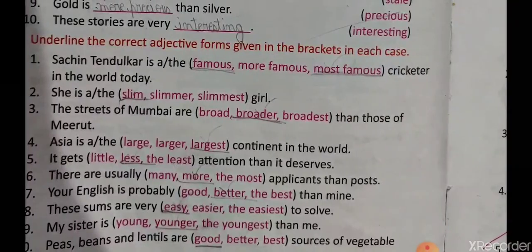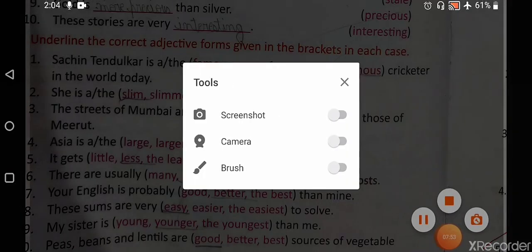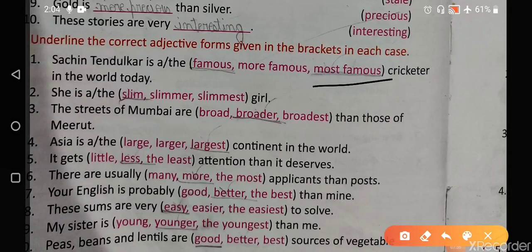Next is underline the correct adjective form given in the bracket in each case. Here we have to write the correct form of comparison. First is Sachin Tendulkar is a, or the, famous, more famous, most famous cricketer in the world. So it is Sachin Tendulkar is the most famous cricketer in the world. She is the slimmest. She is a slim girl.